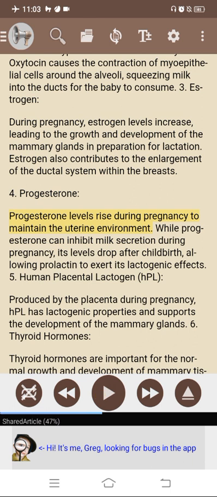4. Progesterone. Progesterone levels rise during pregnancy to maintain the uterine environment. While progesterone can inhibit milk secretion during pregnancy, its levels drop after childbirth, allowing prolactin to exert its lactogenic effects. 5. Human placental lactogen, HPL. Produced by the placenta during pregnancy, HPL has lactogenic properties and supports the development of the mammary glands.